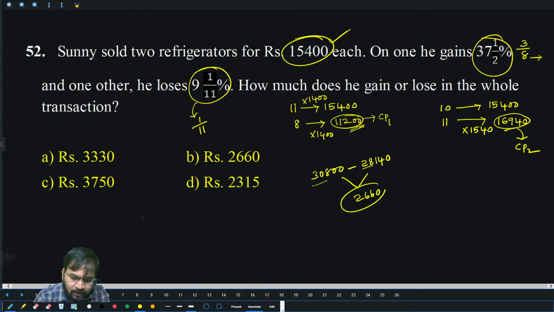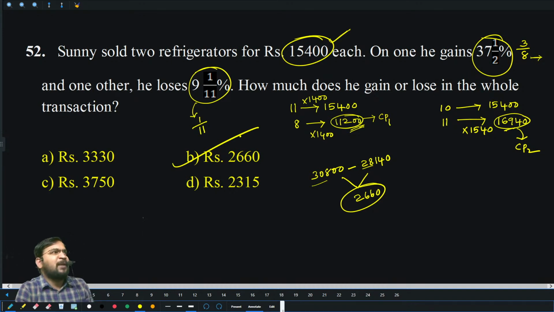So your answer is 2,660. The difference they are asking for will be the profit. So selling price minus cost price will be the profit. Therefore profit is 2,660. From SP1 we are finding out CP1. By using SP2 we are finding out CP2. Total SP minus total CP is nothing but profit.